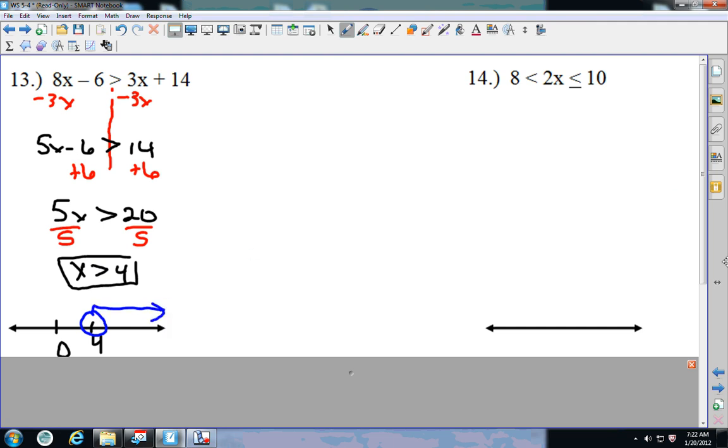Now, if you look at number 14, this one is a compound inequality. We've got numbers on both sides, but here's the big key right here. It says 2x. I need to get x by itself. So what we will do is we'll divide everything by 2.